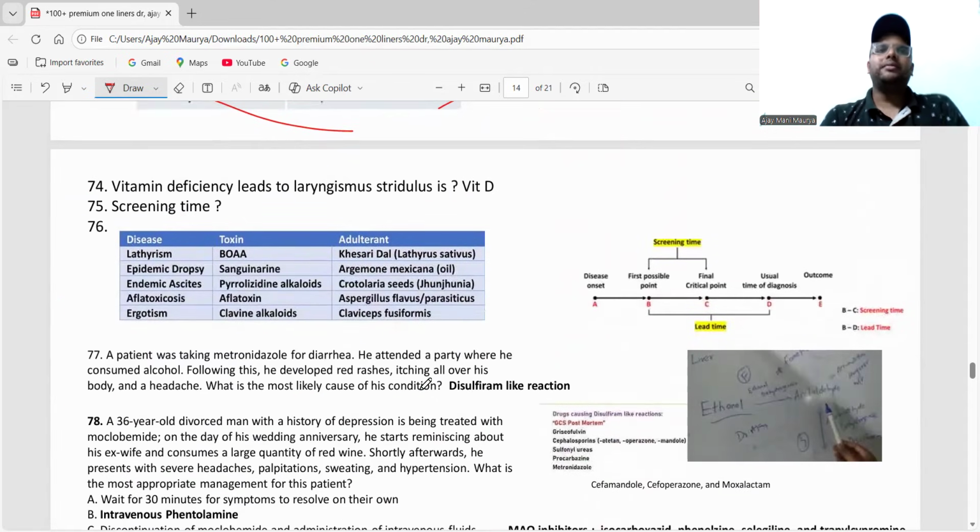Next one, what vitamin deficiency leads to laryngospasm? It is vitamin D. Everyone knows this. This question came when I was giving the FMGE exam in 2024 July.